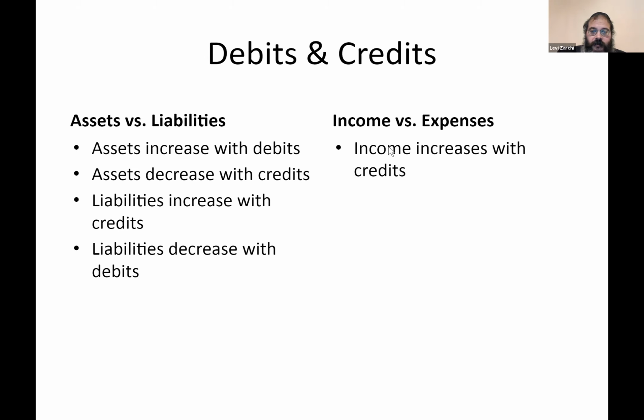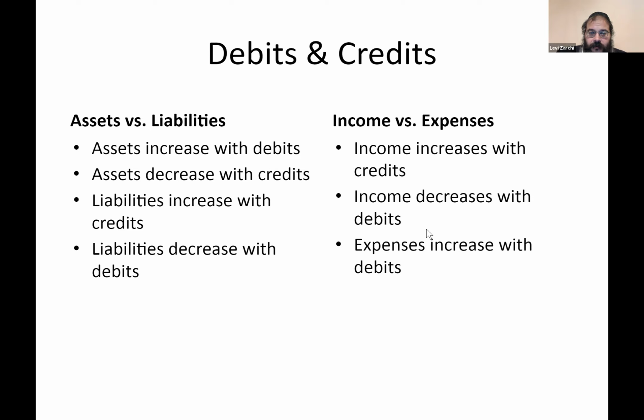Assets increase with debits. Income, which is owner's equity, increases with a credit. And therefore, income decreases with a debit because it's similar to liabilities. Liabilities decrease with a debit. And expenses are like the opposite of income, so the opposite of owner's equity. So they're going to follow the left side of the equation because it's the opposite of the right side. So it equals the left side. Expenses increase with debits, expenses decrease with credits.